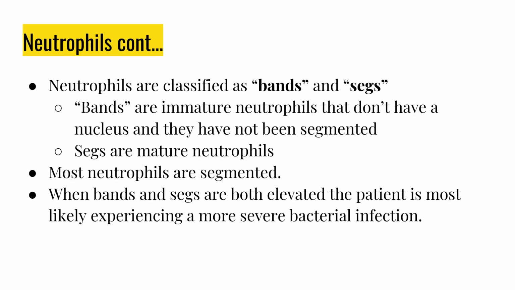Neutrophils are classified as bands and segs. Bands are immature neutrophils. They don't have a nucleus and they have not been segmented. And then segs are your mature neutrophils. Most of your neutrophils are segmented.